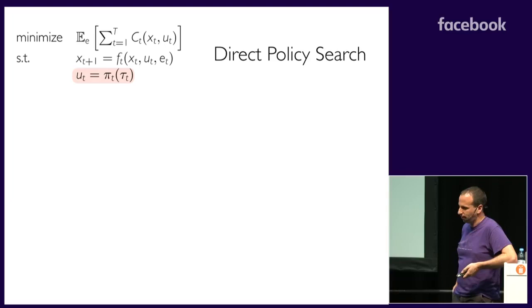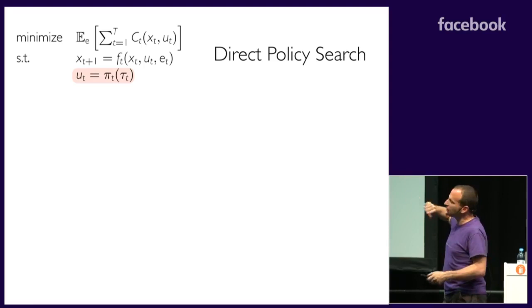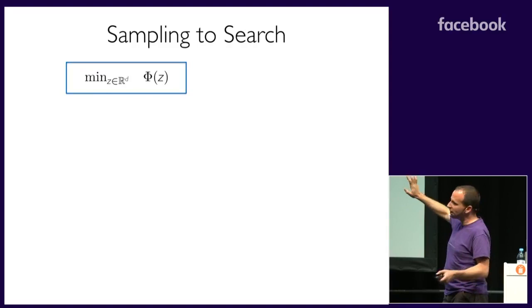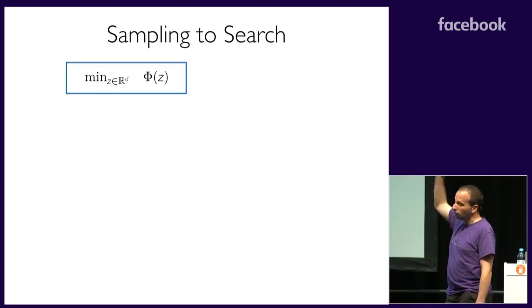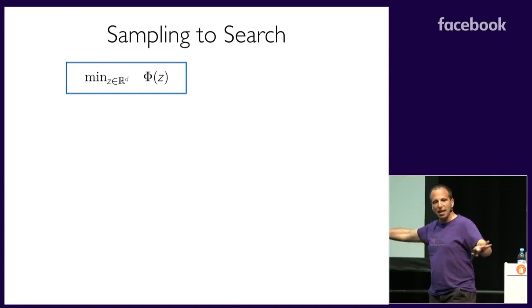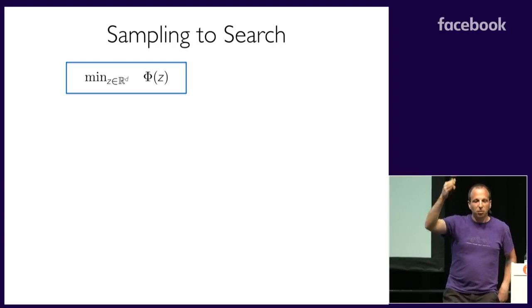Okay, so I'm calling this broadly direct policy search. And since this is broadly direct policy search, I'm going to introduce it without any of this stochastic optimization business and just introduce it as optimization, because you can get everything you want to know about how to do policy search from the idea of sampling to search. So in this case, there's no dynamics. Let's take everything out of it. Let's just try to optimize. We want to minimize a function phi of a variable z, and I just want to solve that minimization problem.